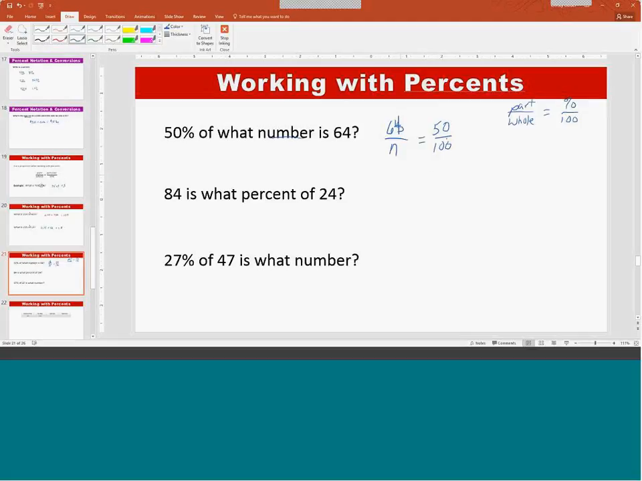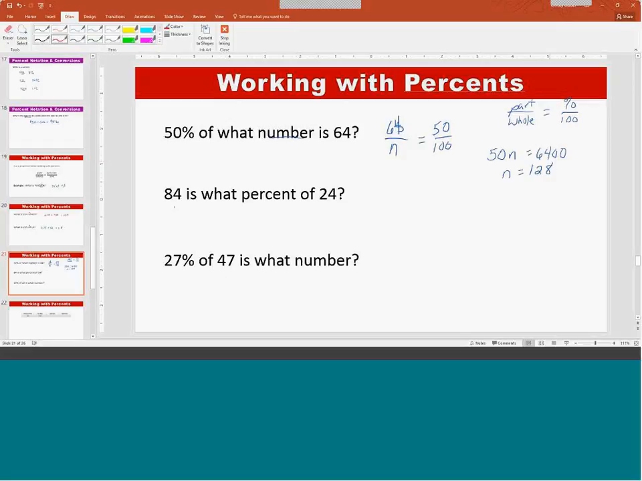So this is where a proportion will help us. We're going to cross multiply: 50 times the number is equal to 6,400. And if we divide both sides by 50, I think that number is going to be 128, if I worked it out correctly.